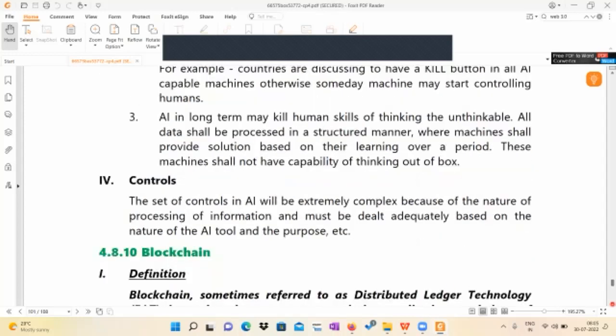And the third one is that AI may kill the human skill of thinking the unthinkable. Humans have the capability to think out of the box, and artificial intelligence will kill that capability because everything is structured through the AI systems. So AI will perform whatever tasks the human being is supposed to do in the day to day affairs of the organization.